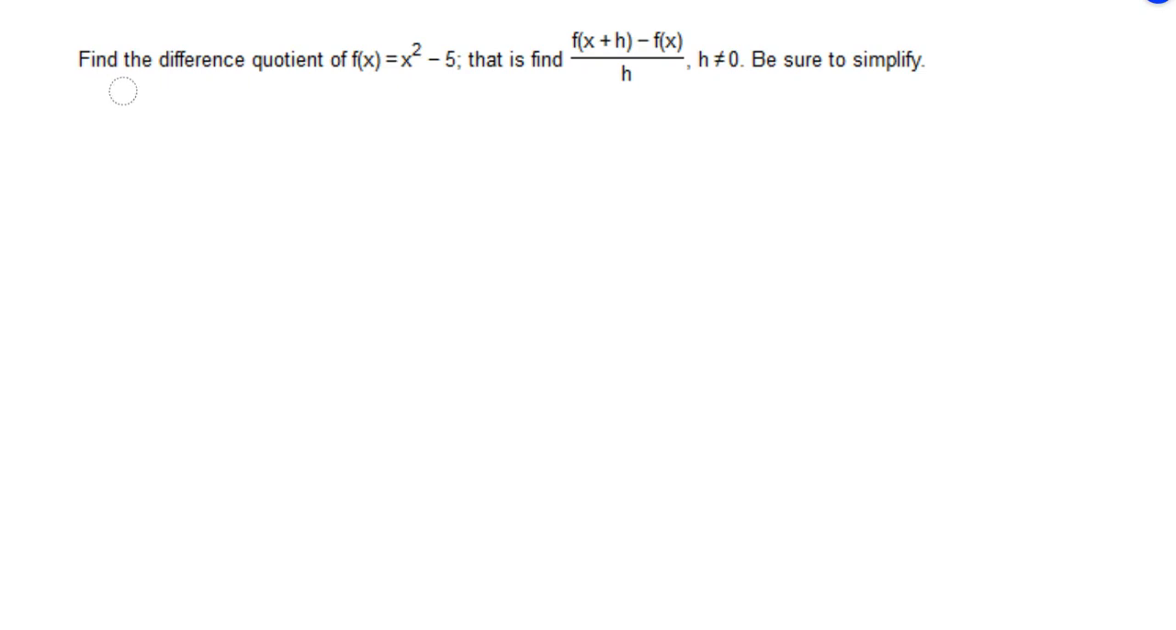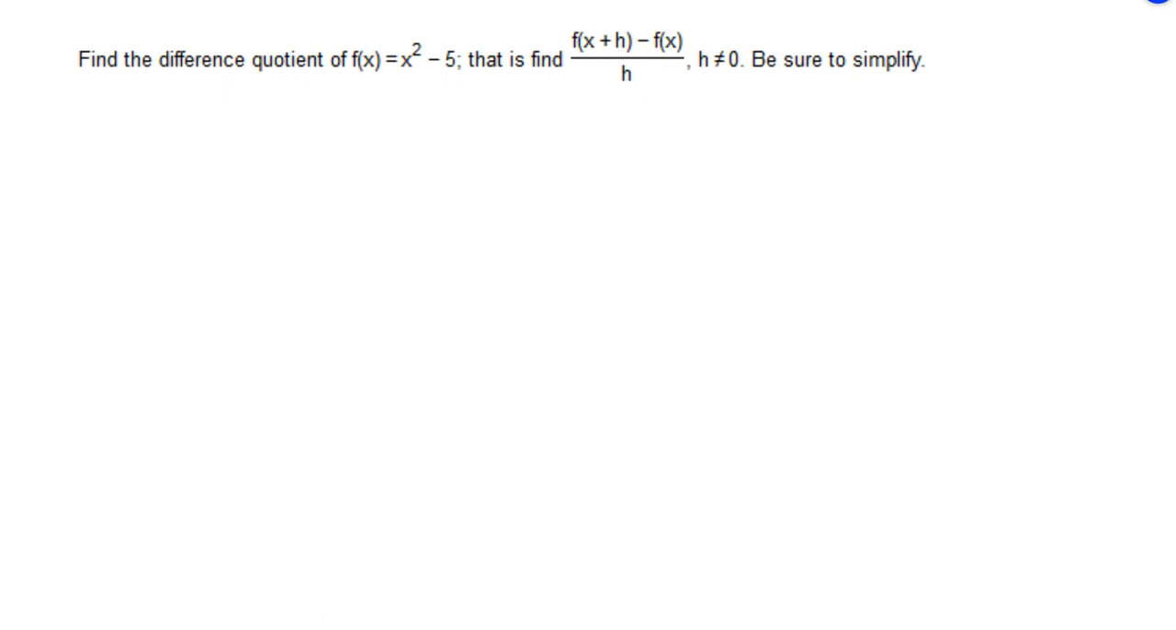This question says find the difference quotient of f of x equals x squared minus 5. That is, find f of x plus h minus f of x over h, h not equal to 0. Be sure to simplify. So this expression right here, f of x plus h minus f of x over h, is the difference quotient, and that's the calculation that we're going to do using the function x squared minus 5.